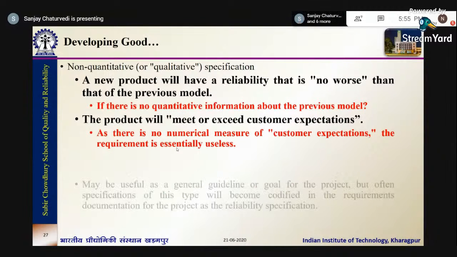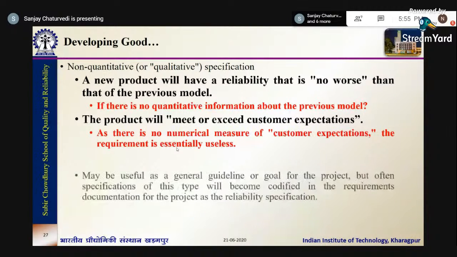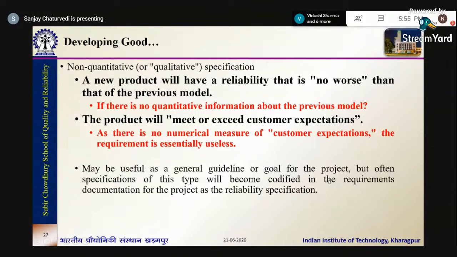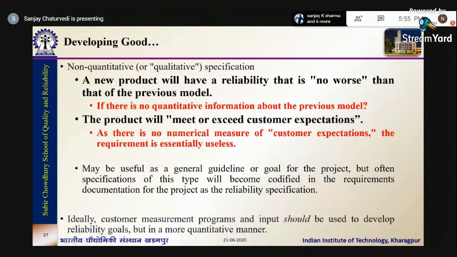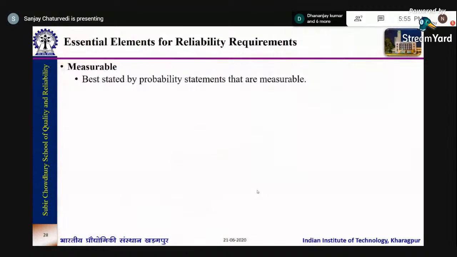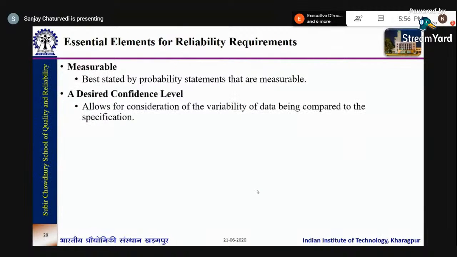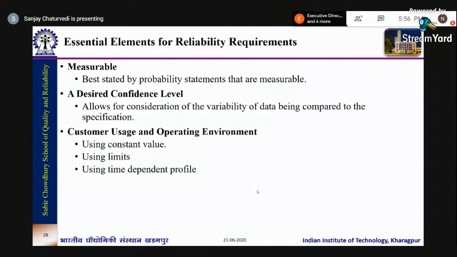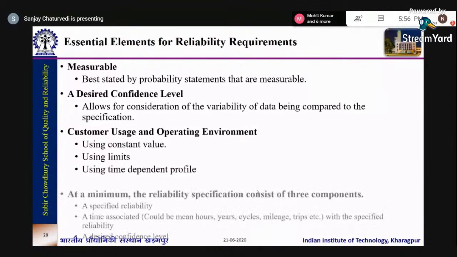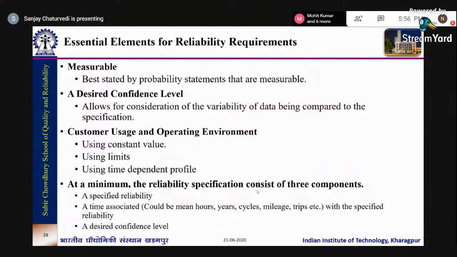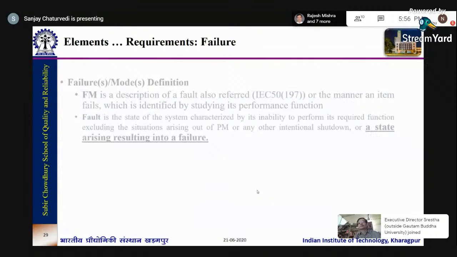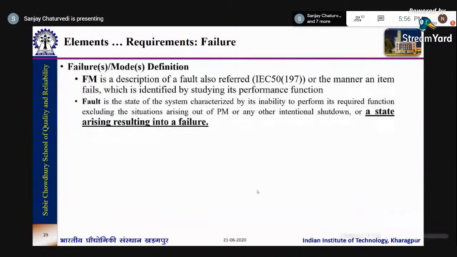But the problem is these are put, either advertently or inadvertently, in the reliability specifications, which is not the correct way. The essential elements of a reliability requirement should be measurable. It should have a desired confidence level and customer usage operating environment, and at least one specified reliability, the time and desired confidence level. Based on that, I'll skip this slide because failure definition is a must.